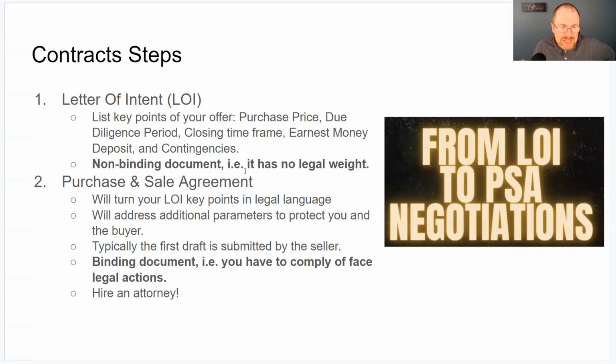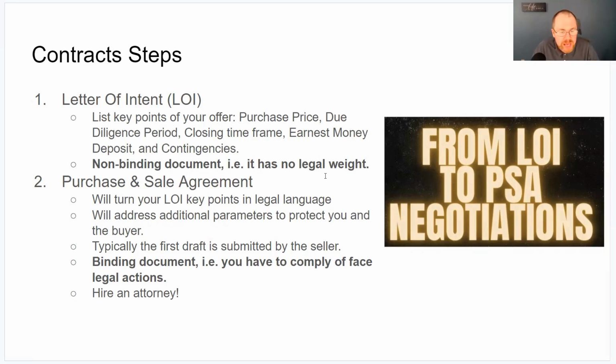After the letter of intent, the LOI, has been agreed upon and signed by all parties, that's when you start the purchase and sale agreement discussion or negotiation. Basically, that's where you're going to turn your LOI key points into legal language. You're also going to address additional topics to protect you and the buyer. At that stage, it will be more like attorneys talking.